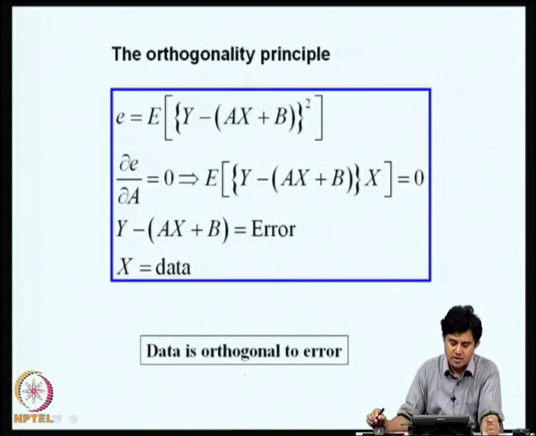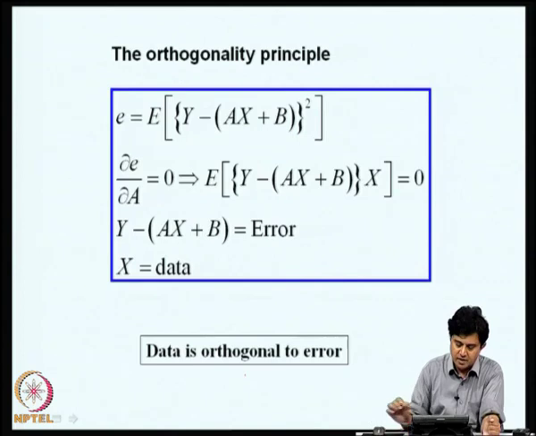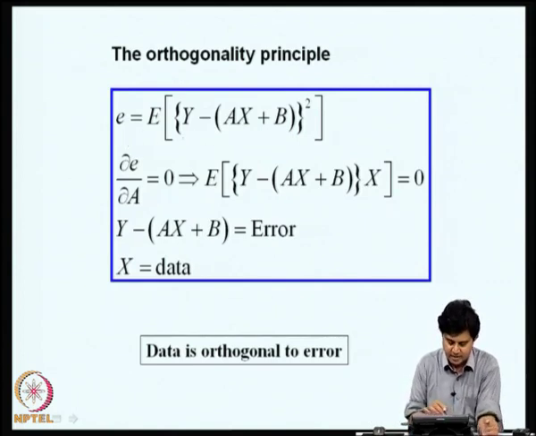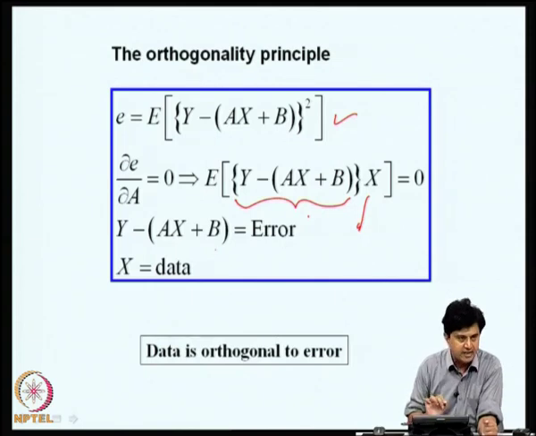We enunciate what is known as an orthogonality principle. This expected value of mean square error is given by this, and the condition dou E by dou A equal to 0 would lead us to the condition that the expected value of the term inside this brace, (y minus Ax plus b) into x, is 0. Now, we can see that this term inside the brace is the error of approximation, and x is the observations, we call it data.